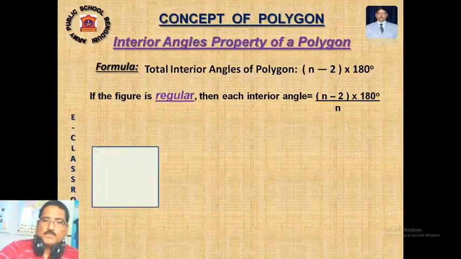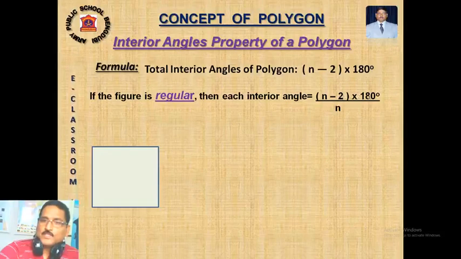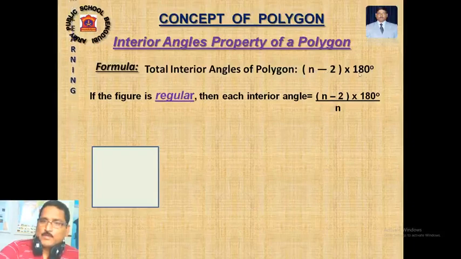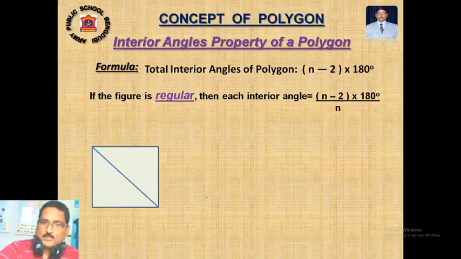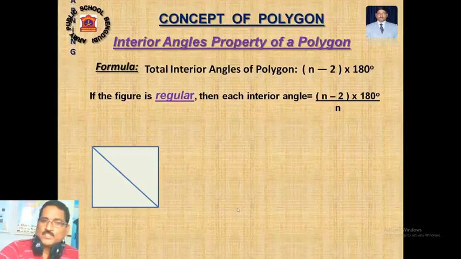Clear? So suppose this is a square. Now another way you can explain: what is the total angle of the square? 360 degree. Why is it 360? If we follow this formula, n minus 2, that is 4 minus 2 is 2, multiplied by 180 degree is equal to 360 degree. Question is how? Now if I join a diagonal, this square is divided into two triangles, and we know one triangle equals 180 degree. How many triangles does it consist of? It consists of two triangles, that means 180 into 2, 360 degree.